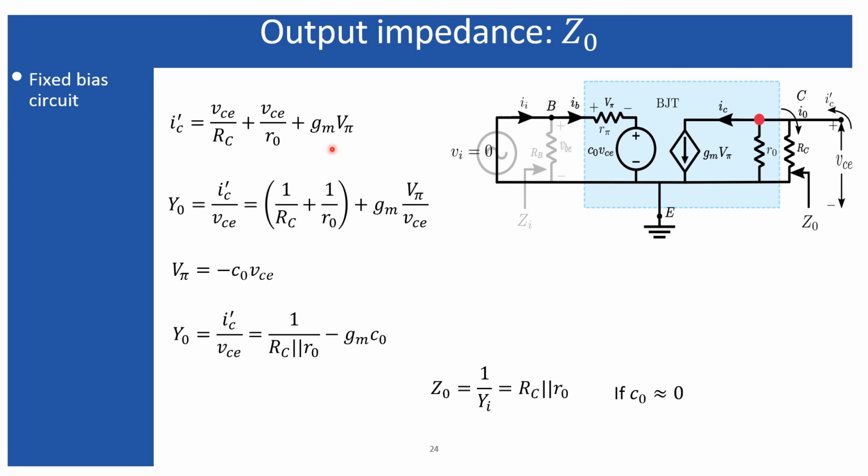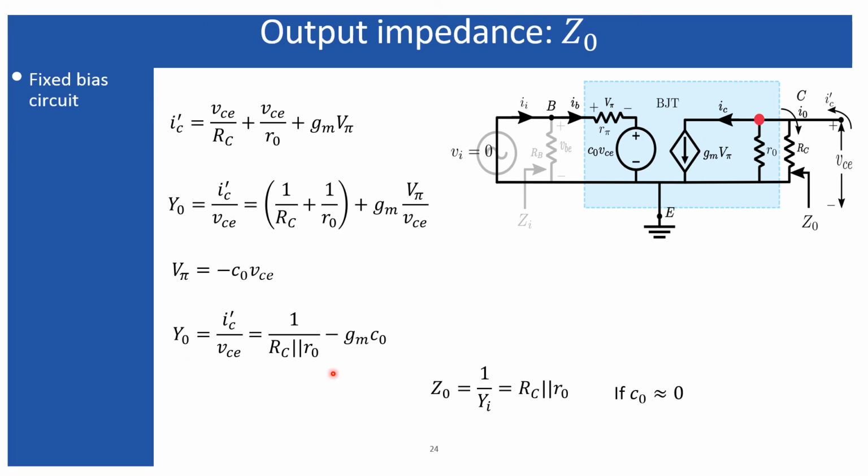So this was the initial expression. Now from this expression you can easily divide by this VC, and you will obtain this Y naught in terms of this expression, 1 by RC plus 1 by R naught, or you can easily identify what this expression is. This is nothing but the parallel combination of RC and R naught plus Gm times the ratio of V pi to VC. And from my earlier slide, you have already seen what V pi to VC is, that is minus C naught.